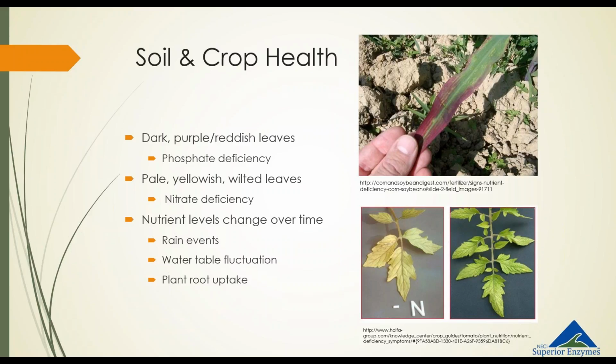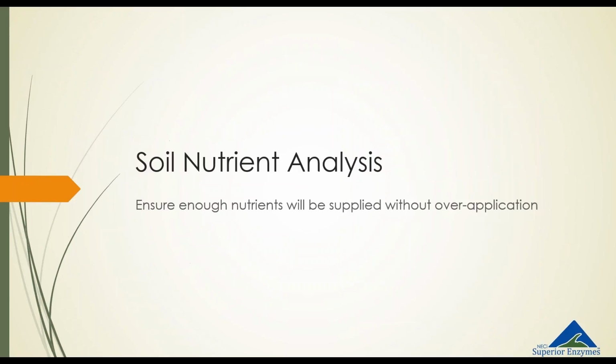And again, these nutrient levels can change over time, so one day the content could be a certain number, and with a rain event it's going to differ the next day. This also is affected by how the plants uptake those nutrients and the water table fluctuation. So a good way to prevent these things from happening is through soil nutrient analysis.